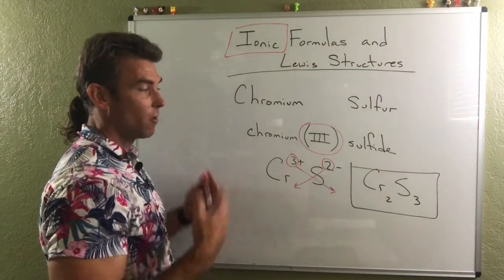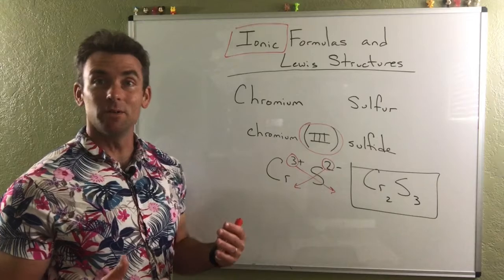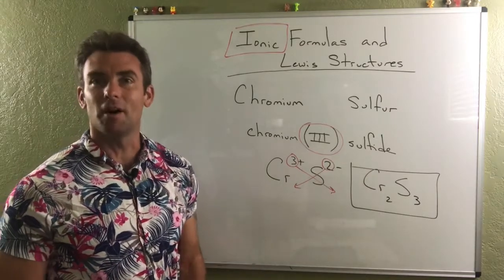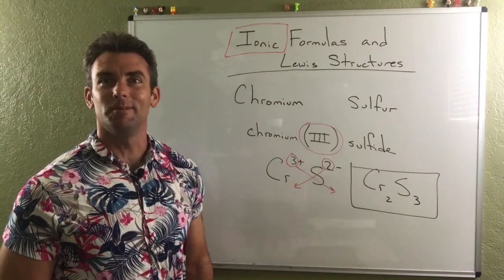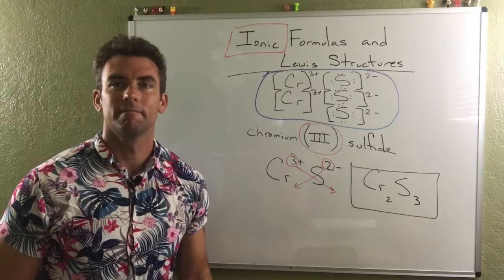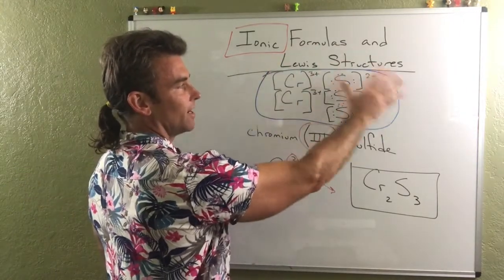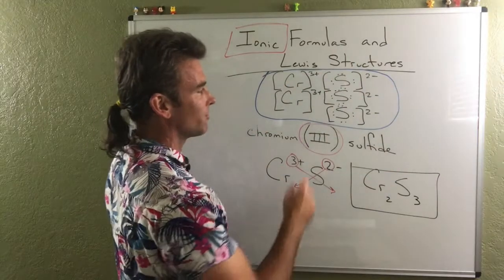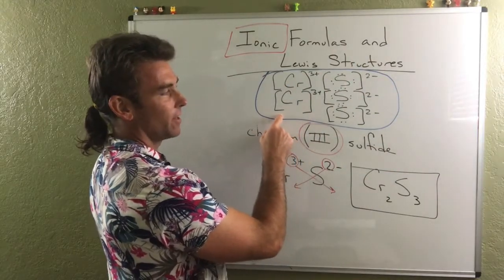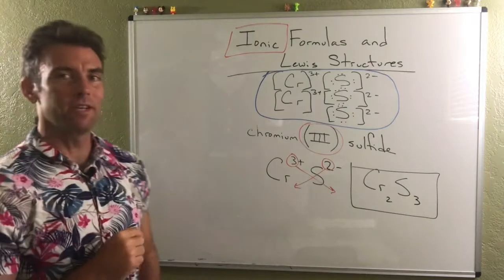And now we can just do all those Lewis structure rules. I'll pause the video for a second so you don't have to watch me putting dots on a board. Okay, right here in this blue box, or blue blob, or whatever you want to call it, I've got the valid Lewis structure for chromium 3 sulfide.